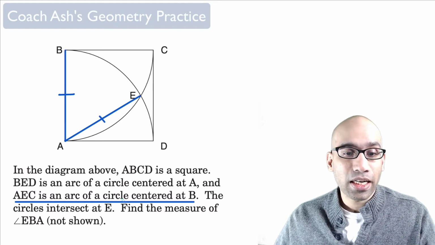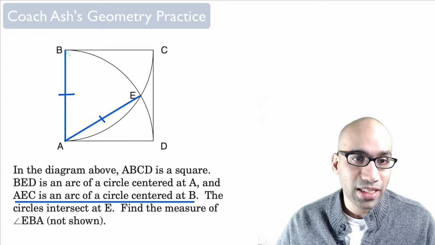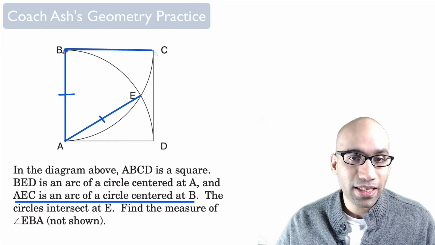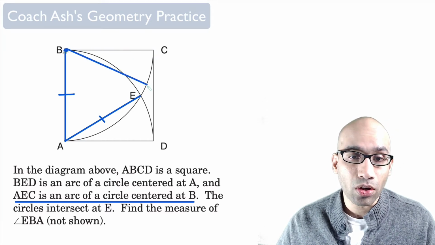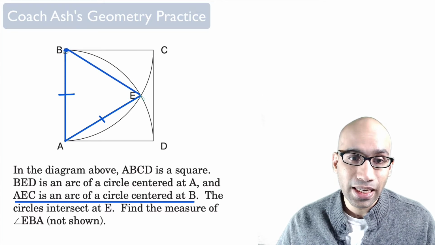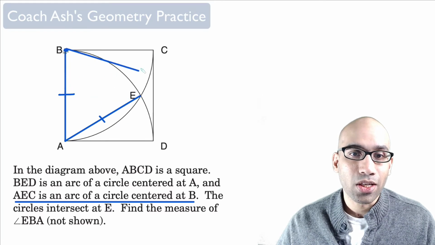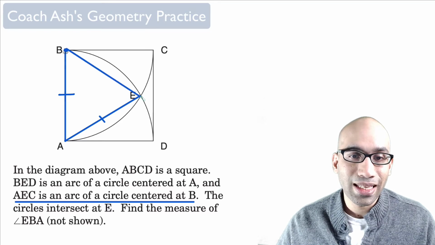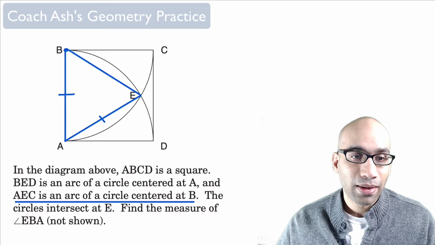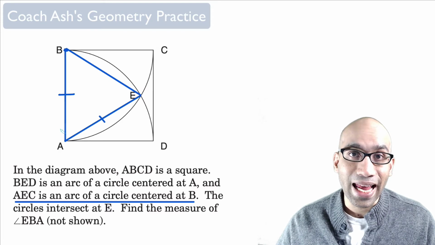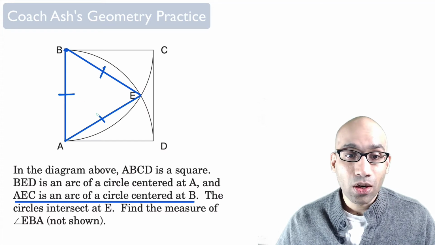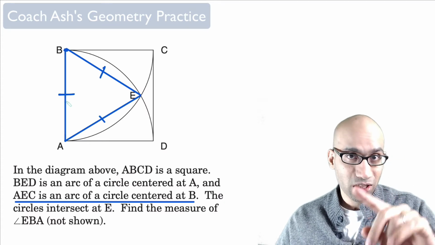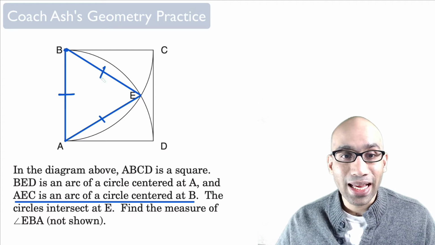Now AEC is an arc of a circle centered at B. So this is the center, and AEC, which means this curve here, is the arc of another circle, which means the length BC over here is the same as this length BE, which is the same as this length BA. So I'm just going to draw this line here, BE, and BE is actually the same as BA. So I'm going to mark it again over here, but note what happens now. BA originally was equal to AE because of the earlier arc, and now BA is also equal to BE.